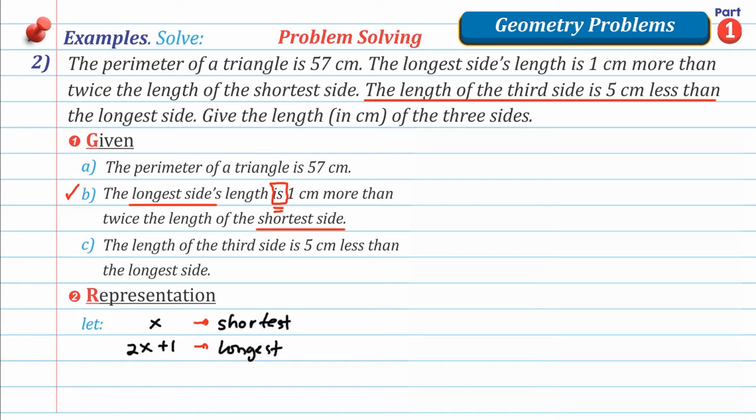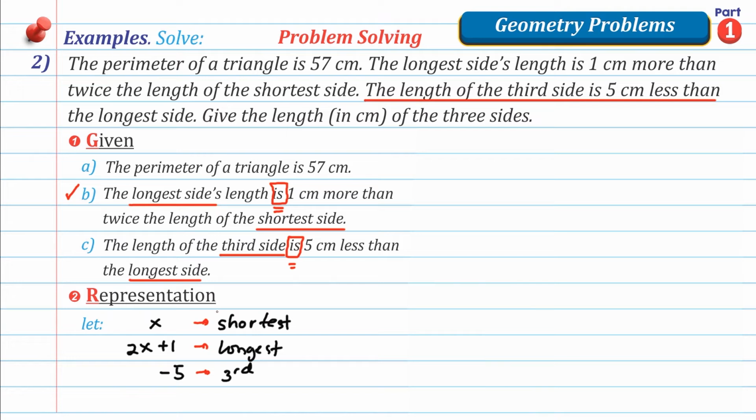Next, the third given. The length of the third side. Take note, we are now describing the third side. And it is, again, when you see the word is, it means equals. So let me write here. The third side is being described and it's 5 centimeters less than. Again, we use the word than, which means you flip their position. You don't write as you read, you flip it. So 5 centimeters less than means minus 5. 5 centimeters less than what? The longest. The third side is being compared to the longest side.